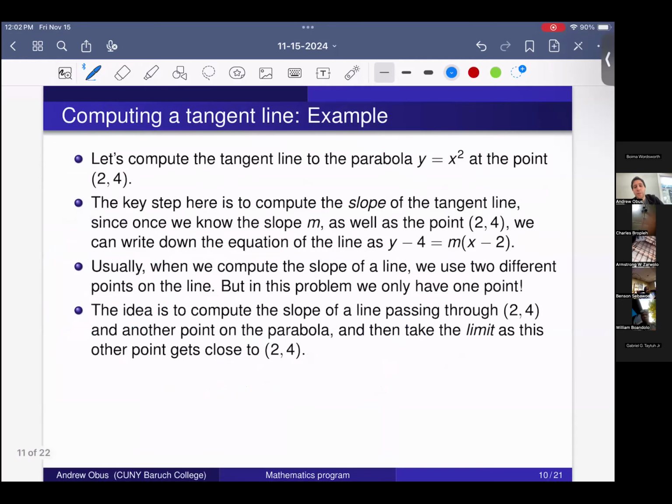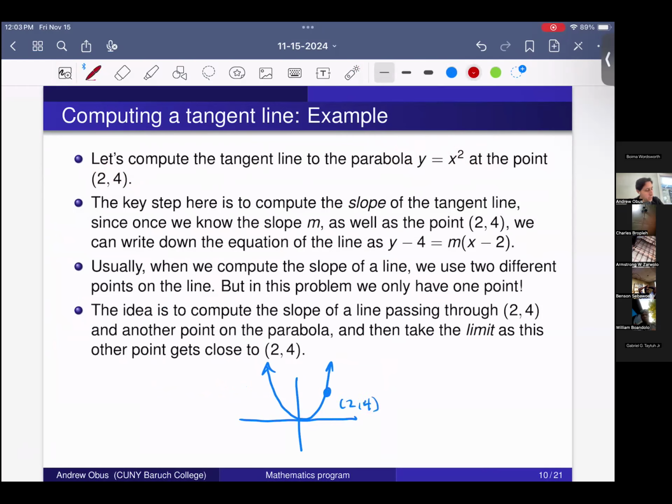So let's try to do this for an example. Let's look at the parabola y equals x squared, and we're going to look at the point (2, 4) on the parabola. So I'll just draw this. We have our parabola y equals x squared over here, and maybe this here is the point (2, 4).